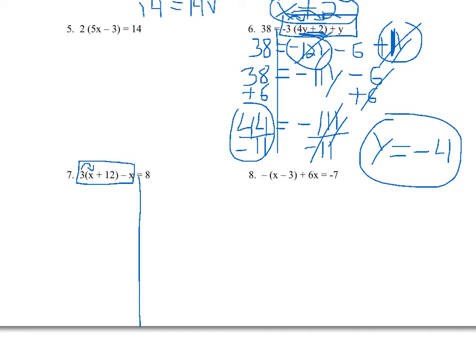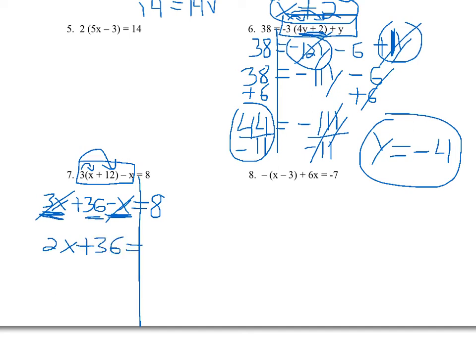So there I go, 3 times x is 3x. Then I go 3 times 12. Well, 3 times 12 is 36, and it's a plus. And then I bring down the minus x. And then I bring down the 8. Okay, common theme. Again, I'm just focusing on the left side. Here it is. I have 3x, and I have minus x or minus 1x. 3x minus 1x is 2x. So I'm done with the x's. I'll cross those out. So I just bring this 36 down. And then the right side, remember I'm ignoring, is just the 8.